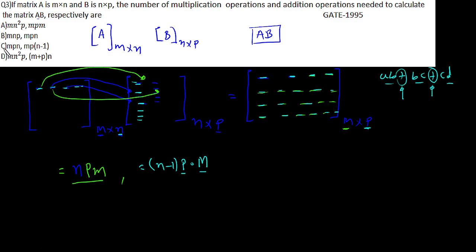So look at the options. Option C is the correct combination of the number of multiplications, which is npm, and the number of additions, which is n minus 1 times m times p. So option C is the correct number of multiplications and additions required to find this AB matrix.